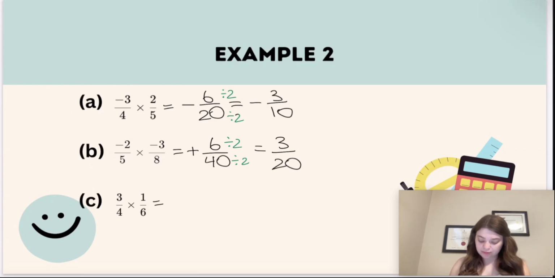Okay, let's do one last one for today. So here in this one, we're multiplying 3/4 by 1/6. So we're multiplying a positive by a positive here. And so therefore, we're going to end up with a positive result. Now I'll multiply numerators. So 3 times 1 is 3, and 6 times 4 is 24. Then I'll notice that these do have a common factor, which is 3. So if I divide both by 3, I get 1 over 8. And so that's my final answer, 1 over 8.